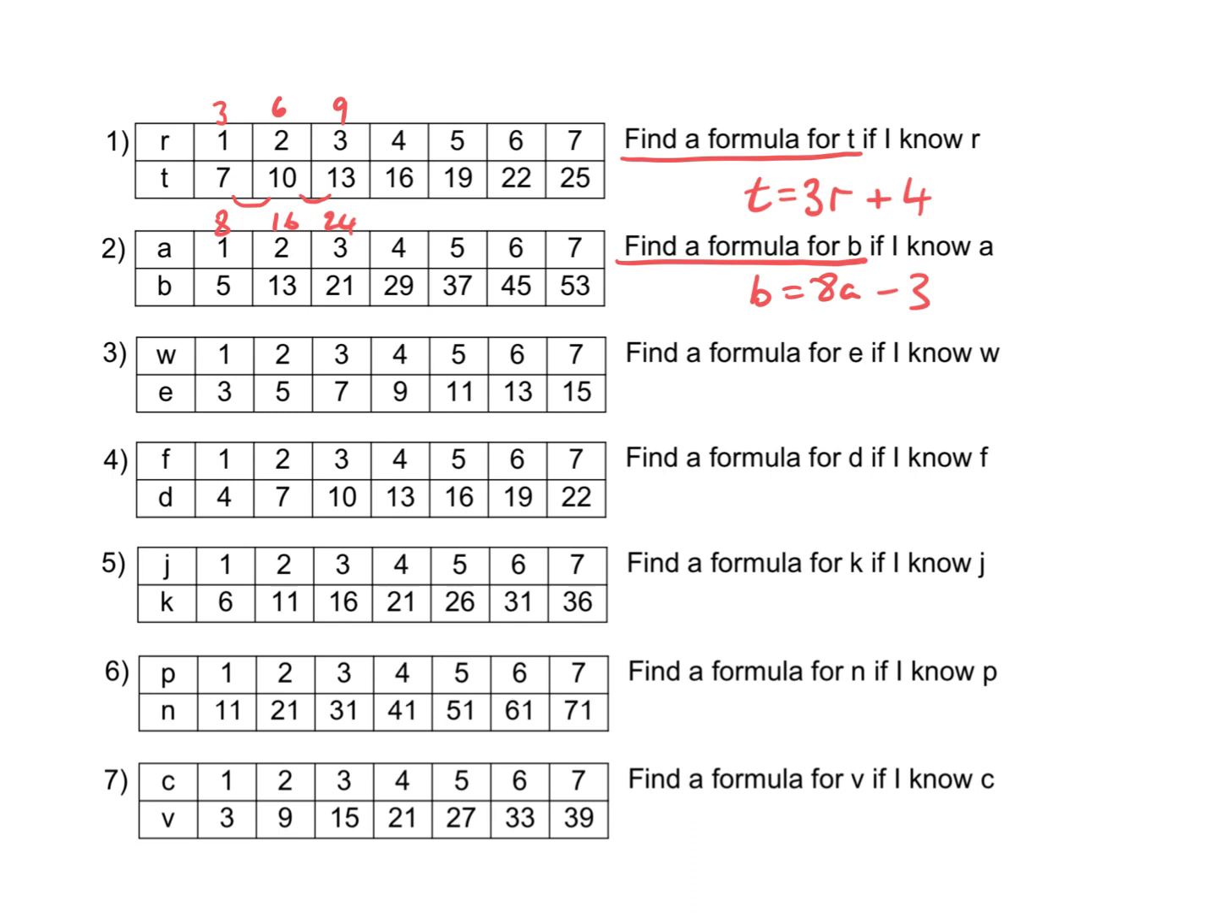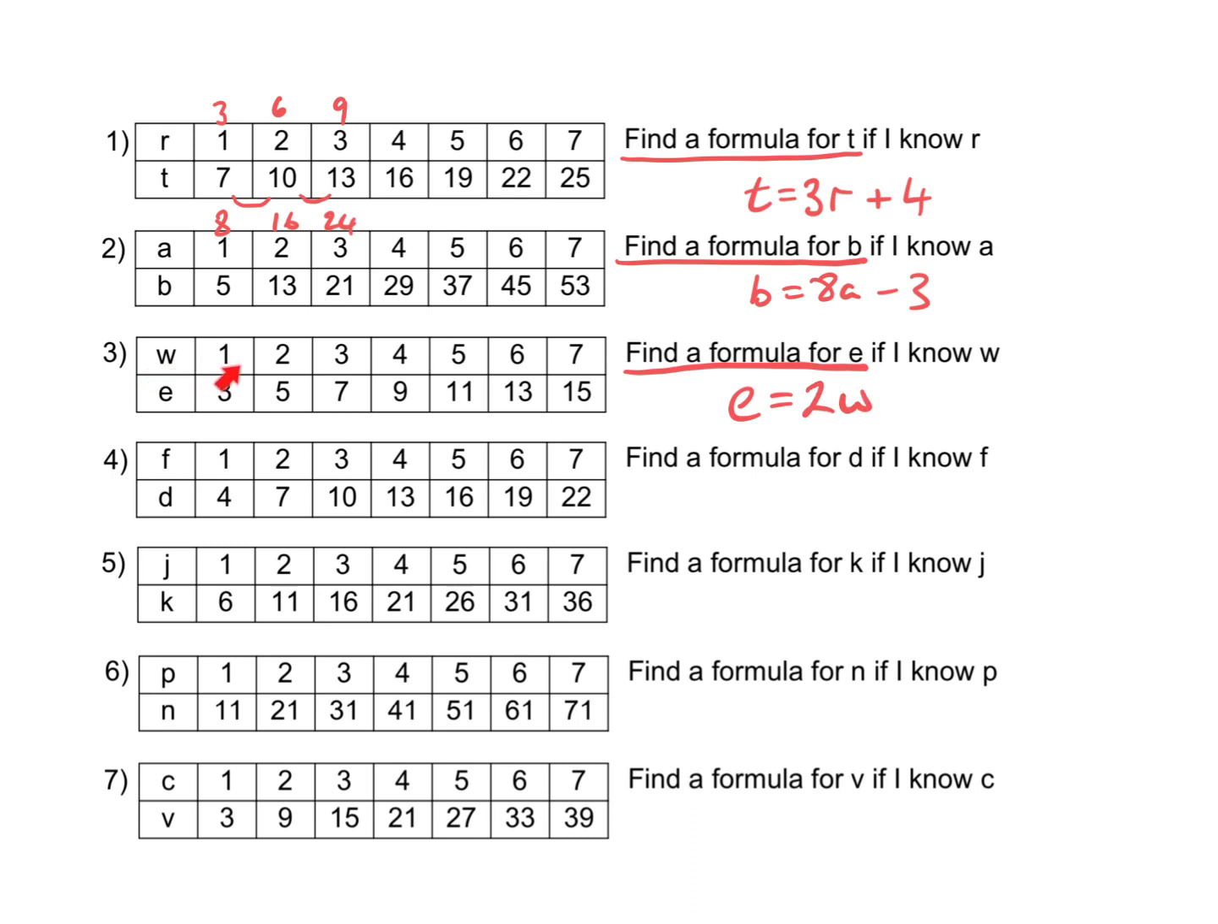Right, this one here, find a formula for E if I know W. So it's a formula for E, so it's going to start E equals. We're going to work out what it goes up in jumps of here. It's going up in jumps of 2, so connected to the 2 times table, so 2 times the other letter W. And then we'll just write out what 2W gives us.